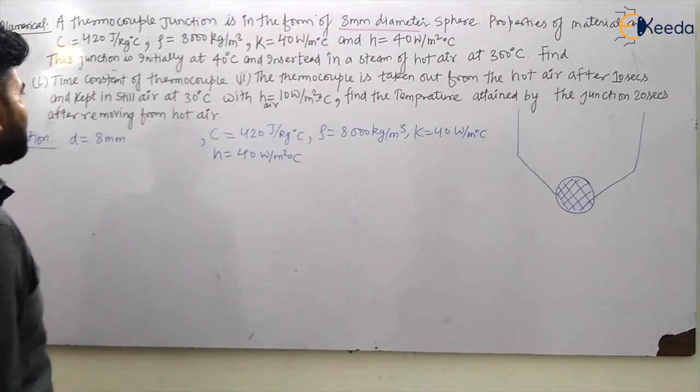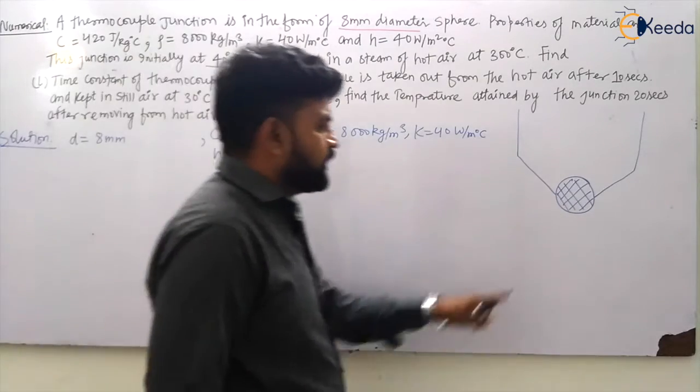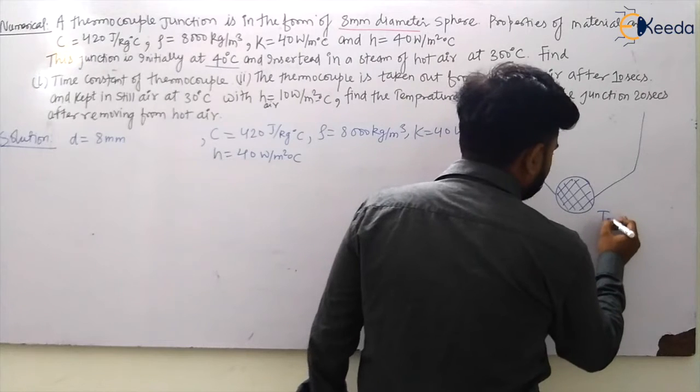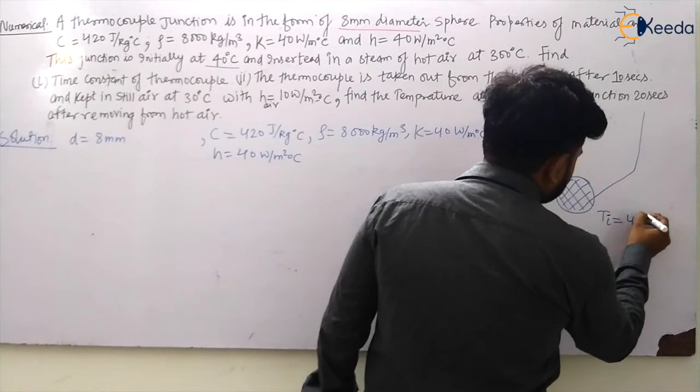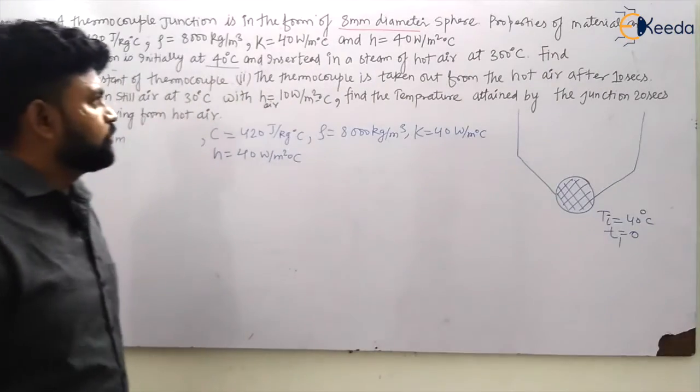Now this junction is initially at 40 degrees Celsius, my dear students. So what is the initial temperature? It is 40 degrees Celsius at time t equal to 0.